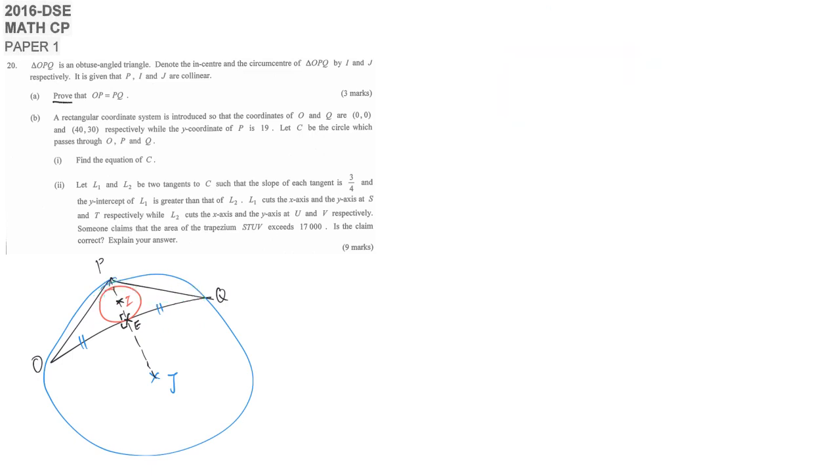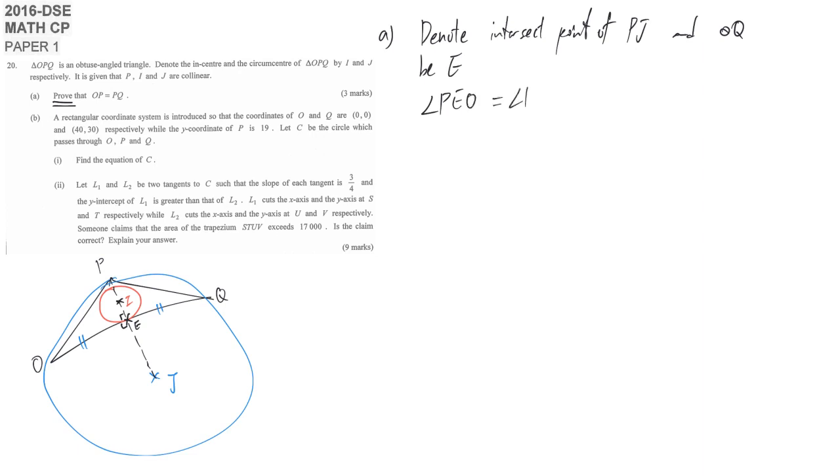Because they ask us to prove this, that means reasons and references must be provided. And you see, quite troublesome, but you still have to write. First, denote the intercept point of PJ and OQ as point E, so that we can say angle PEO is equal to angle PEQ, equal to 90 degrees. The reason is radius perpendicular to tangent.